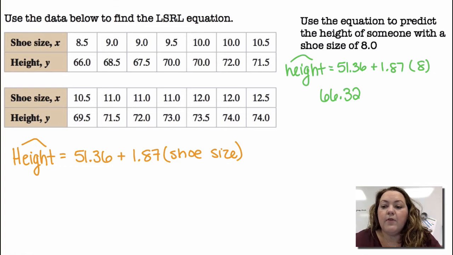All right, and so when I figure it out for somebody who has a shoe size of 8, I plug 8 in for X, and I calculate it, I get 66.32 inches, because it was height in inches. All right, I am going to show you how to do this in the calculator in case you are struggling.